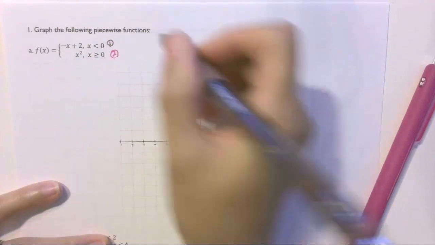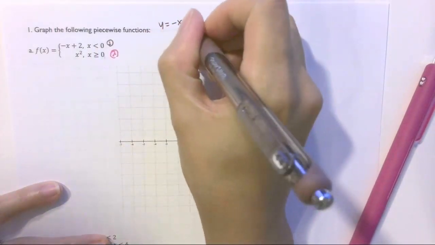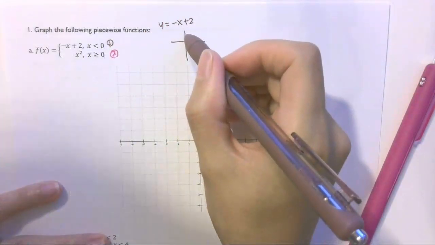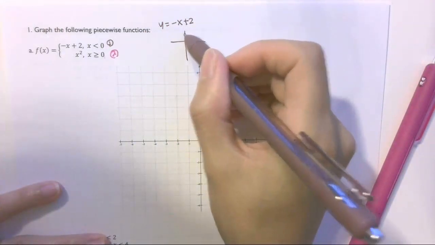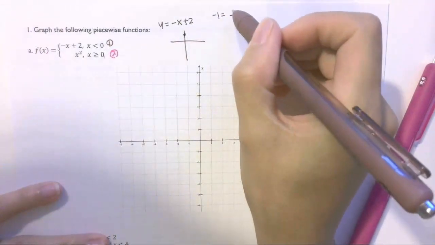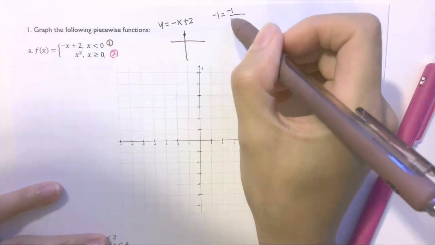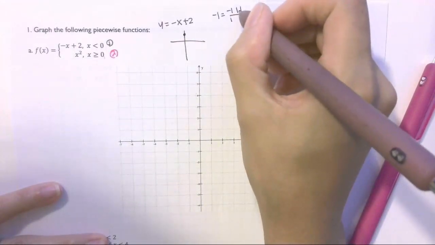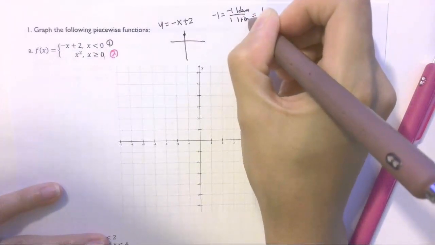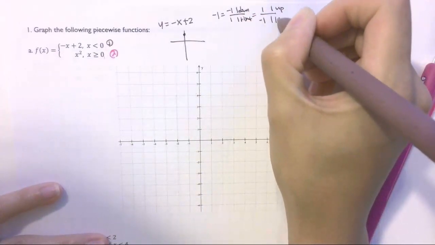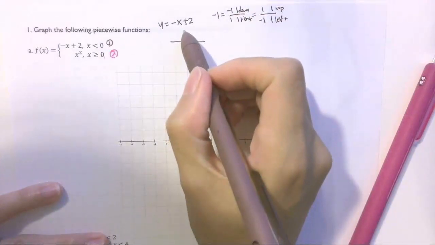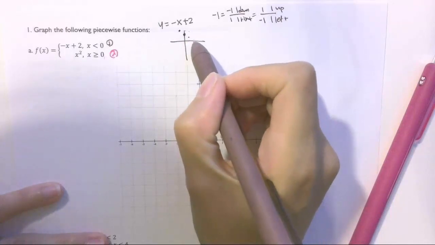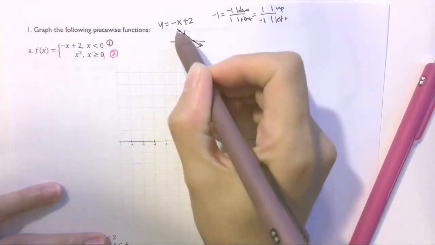All right. So the first one, y is equal to negative x plus 2. If I were to graph the whole thing, what would that look like? Algebra 1 back. Let's go. Y-intercept 2, slope of negative 1. So that means 1 down, 1 right, or 1 up, 1 left. Either way. So this is what your linear function looks like.